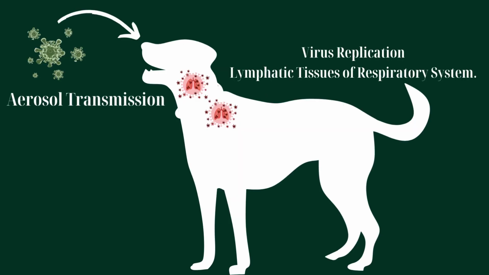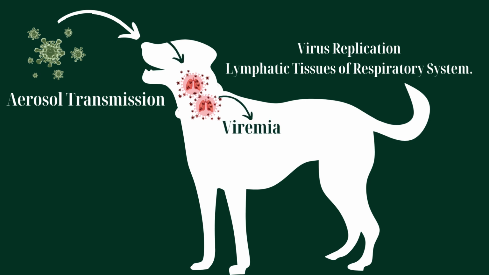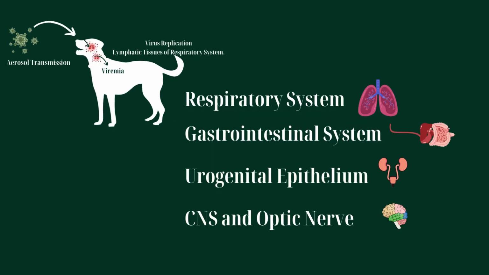The virus initially replicates in the lymphatic tissue of the respiratory tract. A cell-associated viremia results in infection of all lymphatic tissues, which is followed by infection of respiratory, GI, and urogenital epithelium, as well as the CNS and optic nerves. Disease follows virus replication in these tissues.